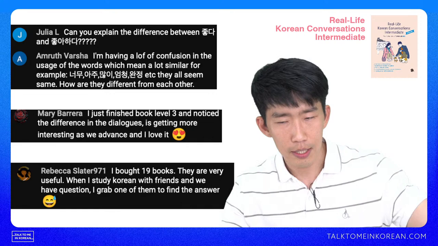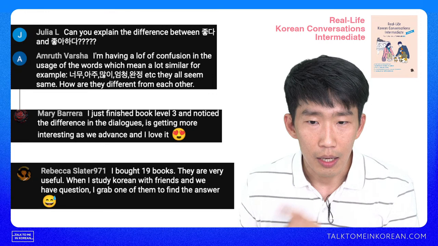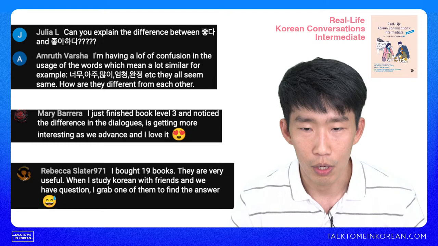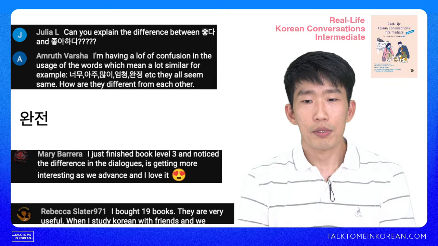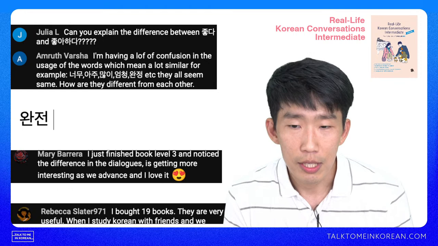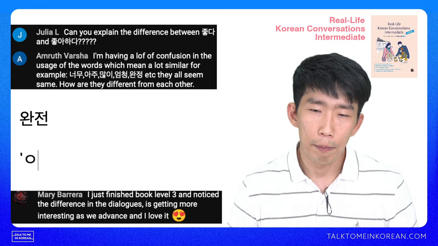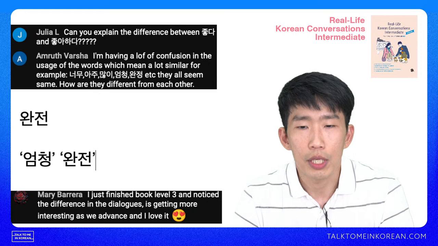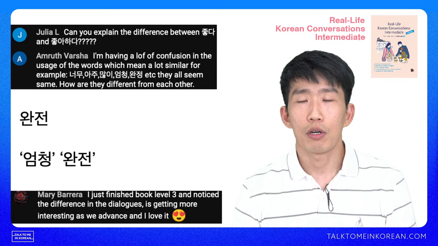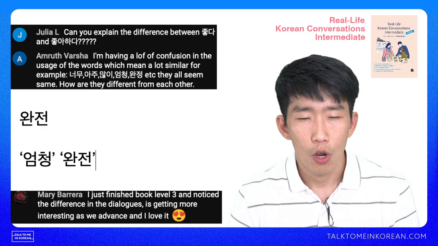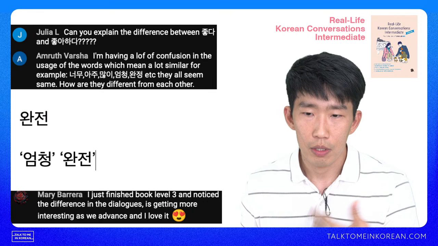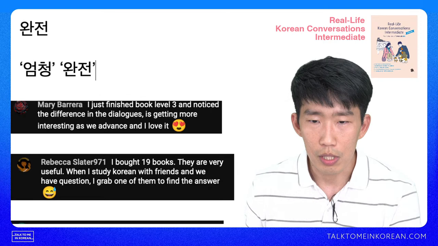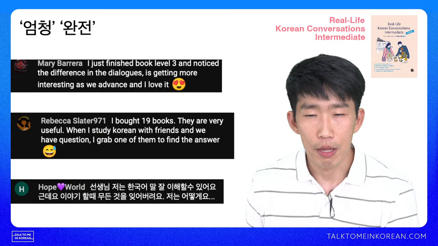And Amruth says, I'm having a lot of confusion in the usage of words which mean a lot, similar, for example, 너무, 아주, 많이, 엄청, 완전. They all seem the same. How are they different from each other? I could give you some sample sentences, but I would say instead of 엄청 or 완전, you can use 너무, 아주, 많이, very safely, no matter what kind of setting you are in. 엄청 and 완전 sound more casual than the other ones in most cases. So just use them interchangeably, taking turns. Maybe try not to use 엄청 and 완전 in formal settings. That's the only thing I can give you right now. They're all similar, in my opinion.